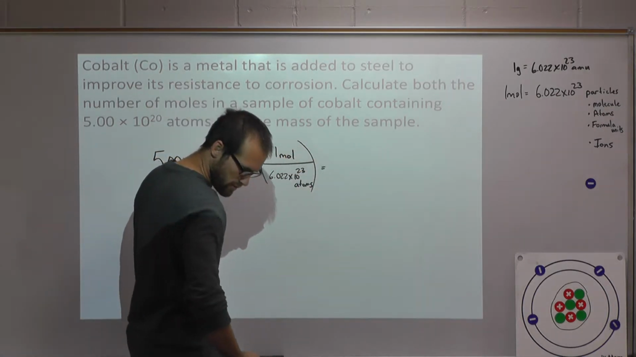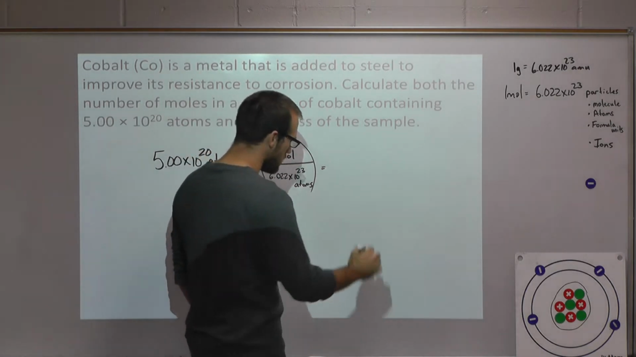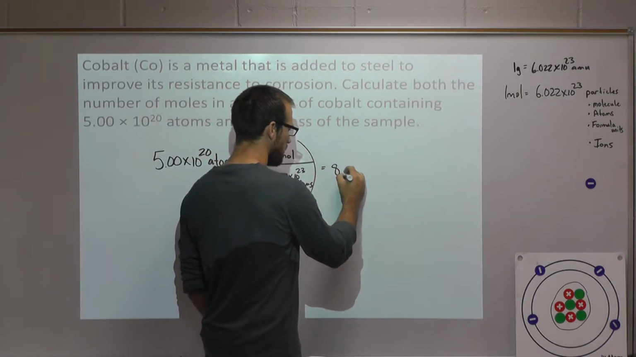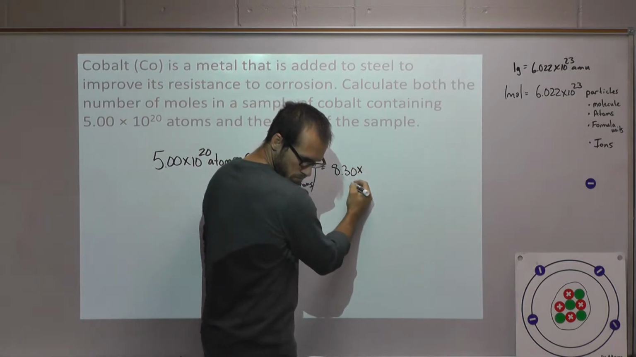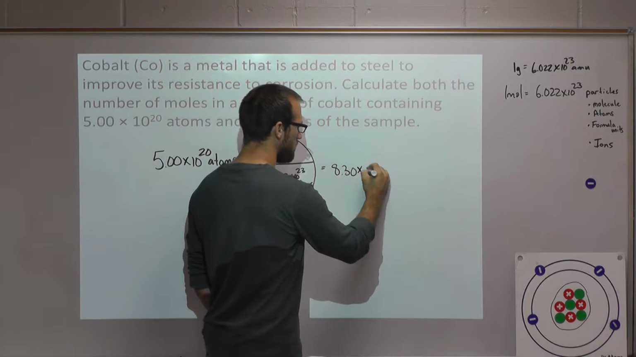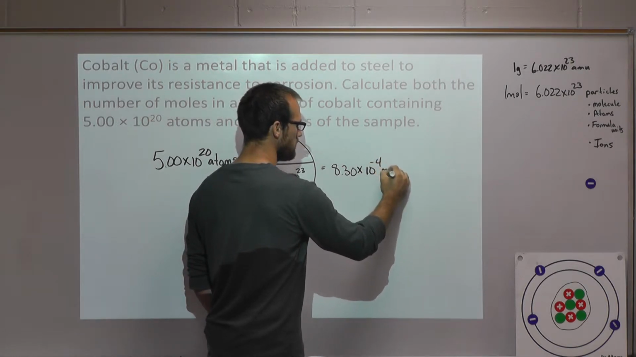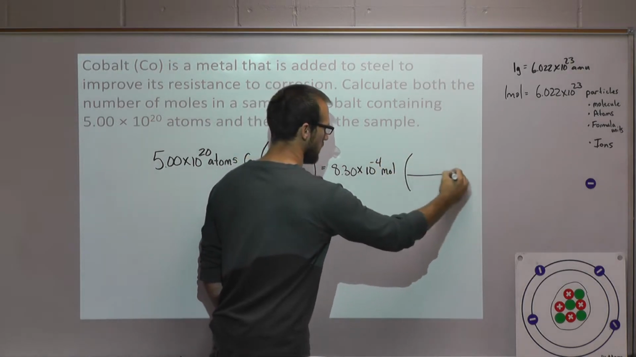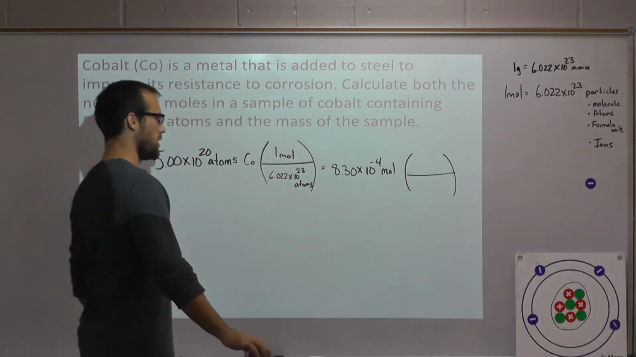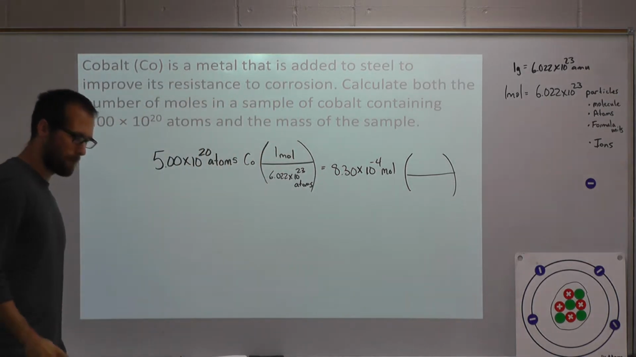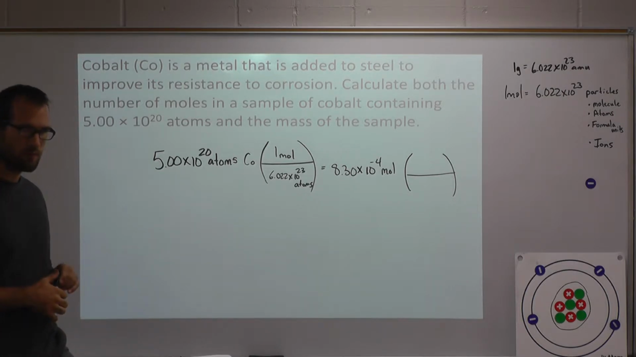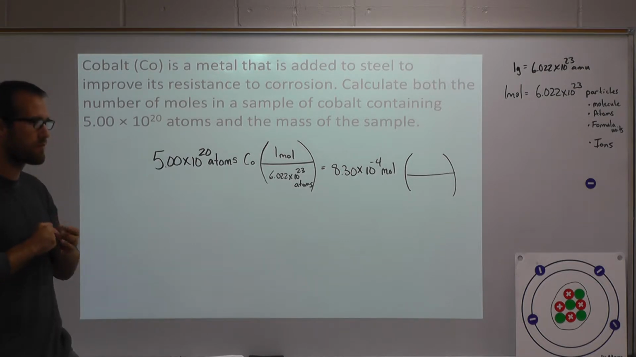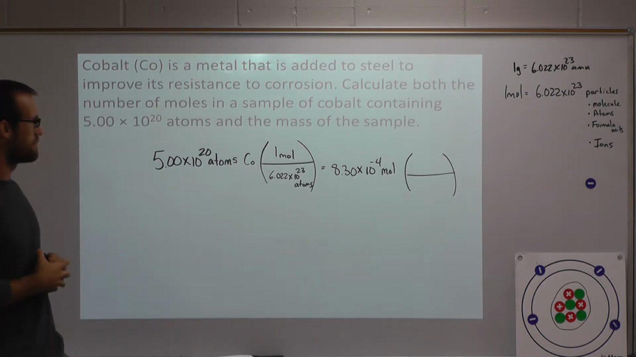Alright, what's your different mole number? 8.3 times 10 to the negative 4. Yep. And then moles to mass using what? Multiplied by the atomic mass. I'm sorry, not the atomic mass, molar mass. Molar mass, yeah. Good math.